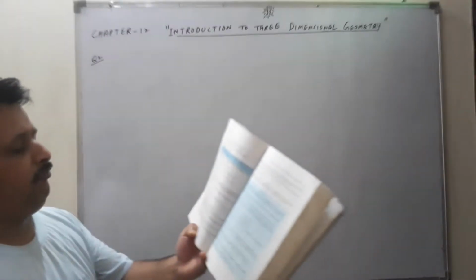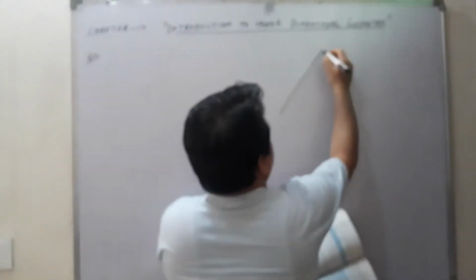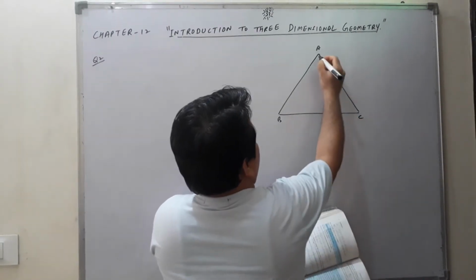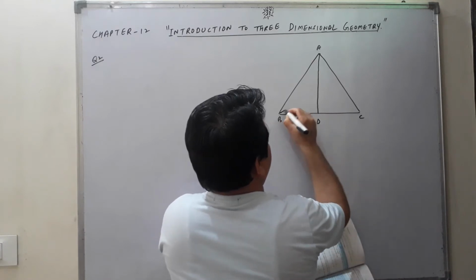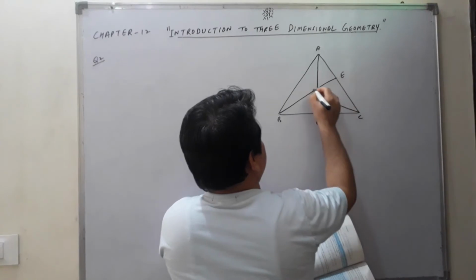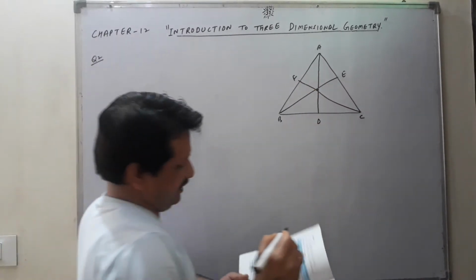In question number 2, find out the length of the median of the triangle. There is a triangle, students. Let us say this is triangle ABC, and these are the medians AD, BE and CF.